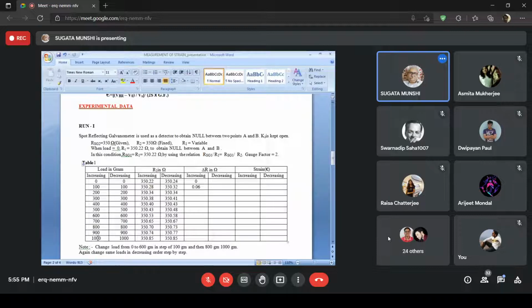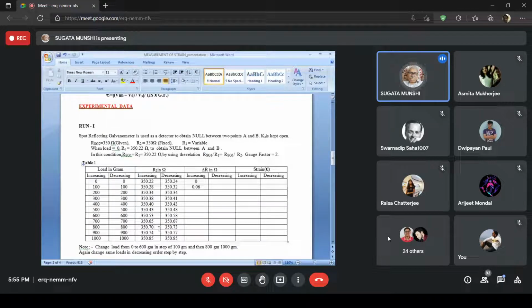Now from a load of 1000 grams, you gradually decrease. When you are increasing the load, increase it monotonically. Don't trace back. Otherwise, you will be in trouble. I mean, you will deviate from the monotonous nature. Because in this type of arrangement, mechanical hysteresis is an important aspect. After you reach 1000 grams, you progressively decrease. From 1000, you move on to 900.